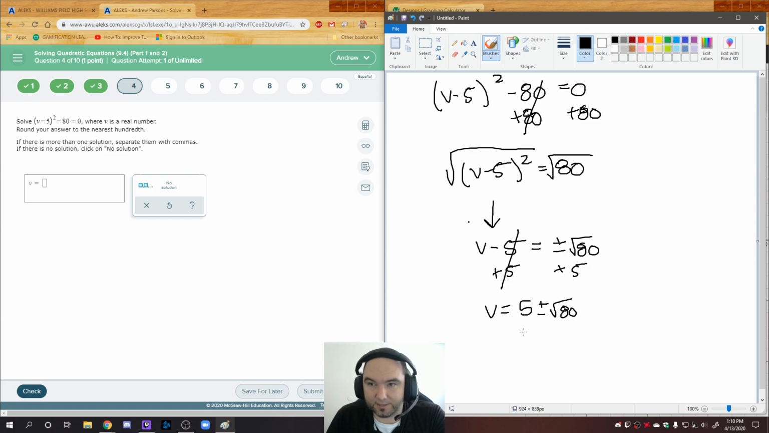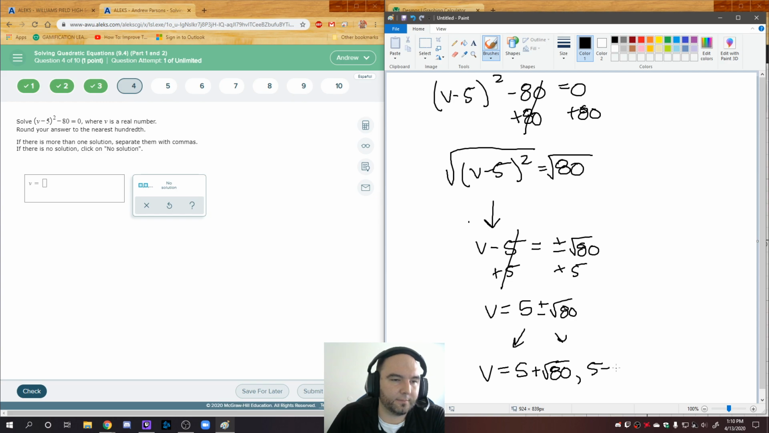So here's the rough answer. If I were writing this a little better, I'd write 5 plus root 80, and then I'd write 5 minus root 80. Whew. I got myself there. That kind of looks like an 86. Better. Okay, that's a better answer.